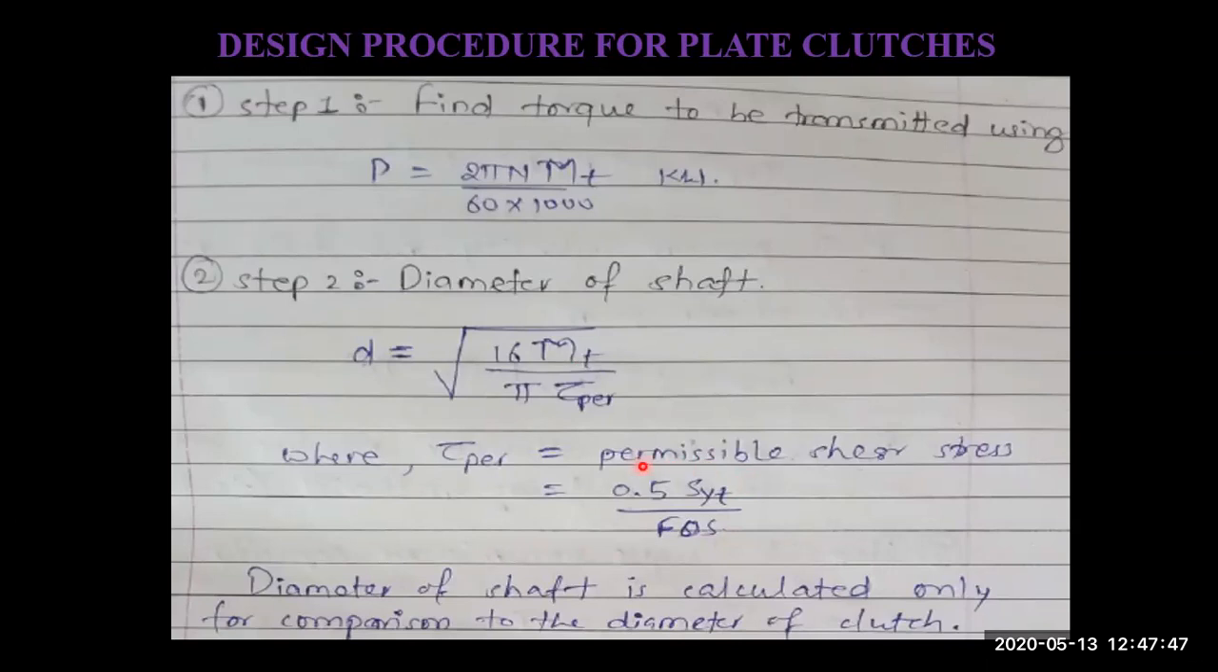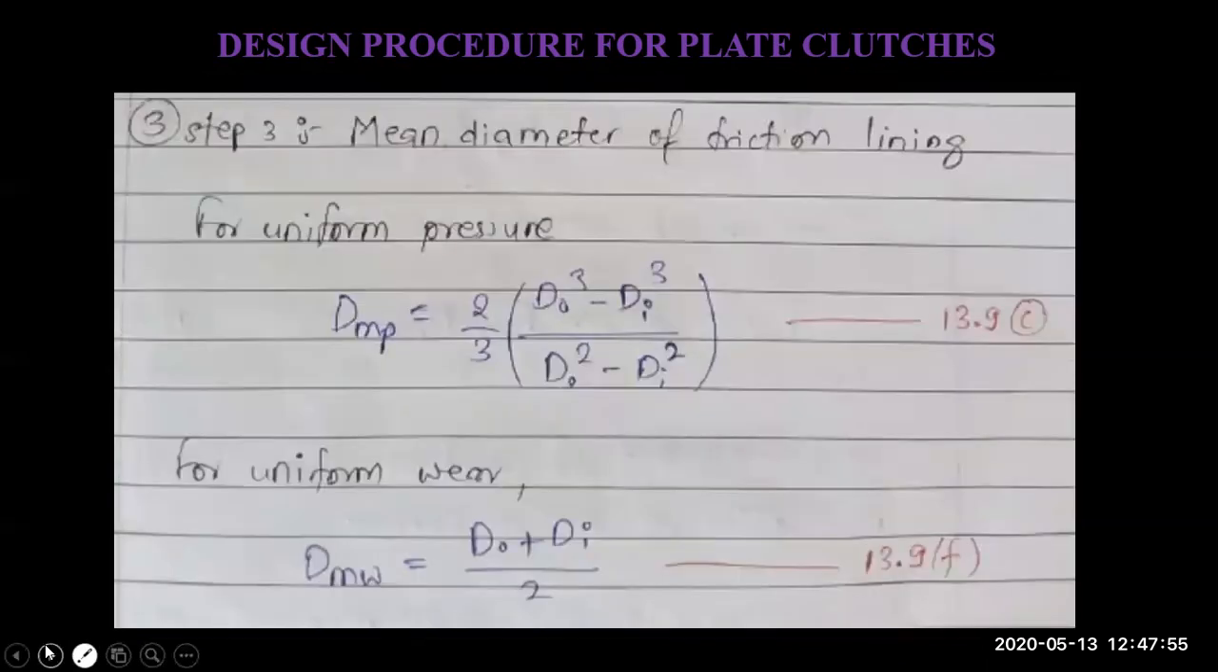And this equation is again used multiple times. This is to calculate the diameter of the shaft. You will get the diameter from step 2. Very few steps are there, you can see. So step 3 is you get the mean diameter of the lining. The mean diameter of the friction lining is found assuming whichever theory is given in the question, either uniform pressure or uniform wear theory. That particular theory you assume and then use it to get the mean diameter.